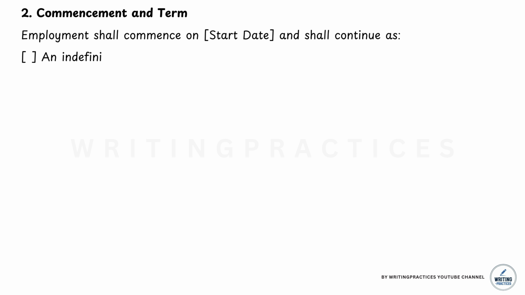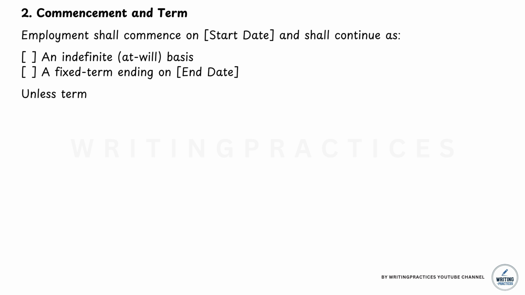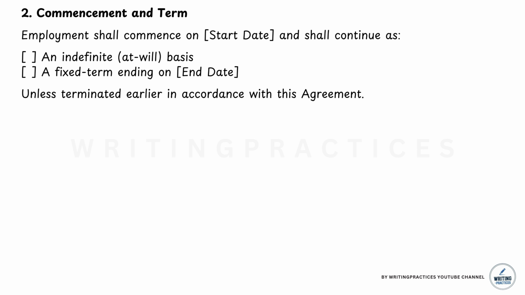Point number 2, commencement and term. Employment shall commence on start date and shall continue as an indefinite, at-will basis, or a fixed term ending on end date, unless terminated earlier in accordance with this agreement. In this section, you specify when employment begins and whether it is ongoing or for a fixed period. This is important because it defines the duration of employment. Legally, it determines employee rights, termination conditions, and obligations.